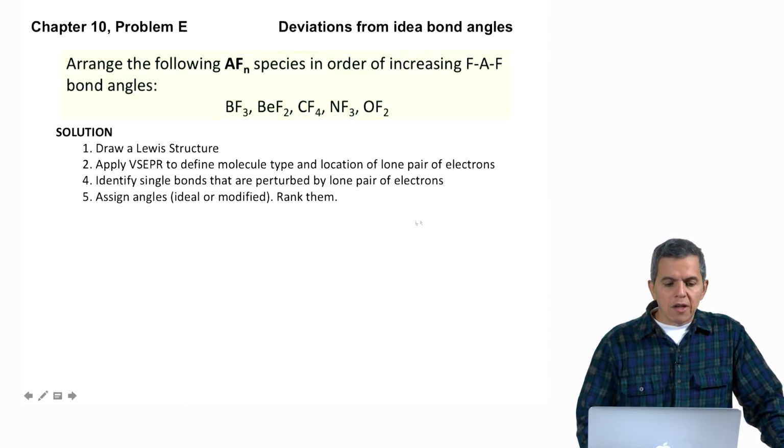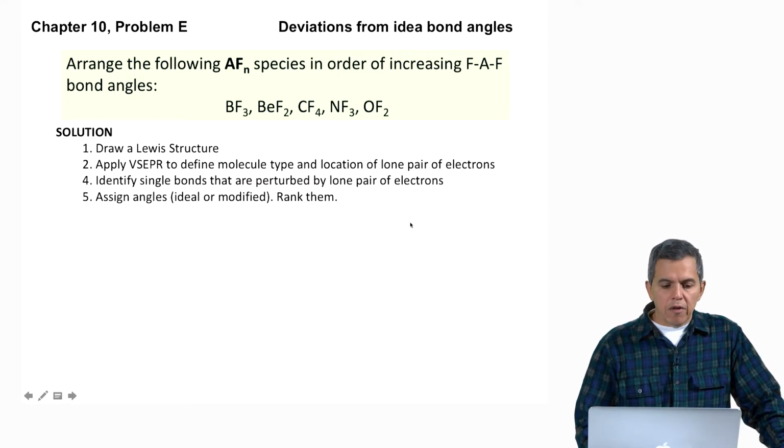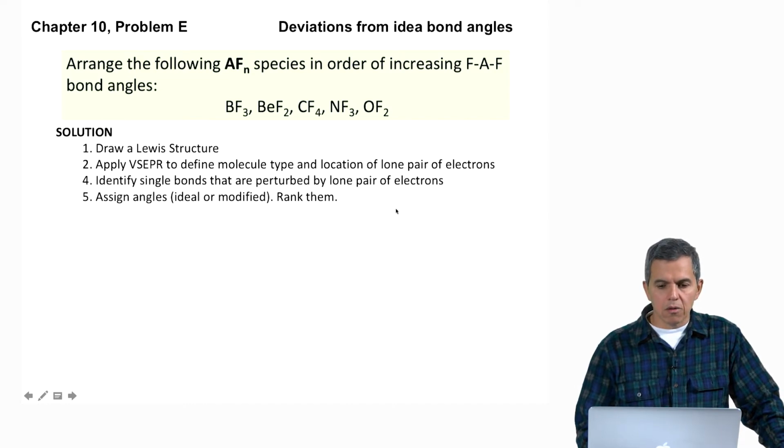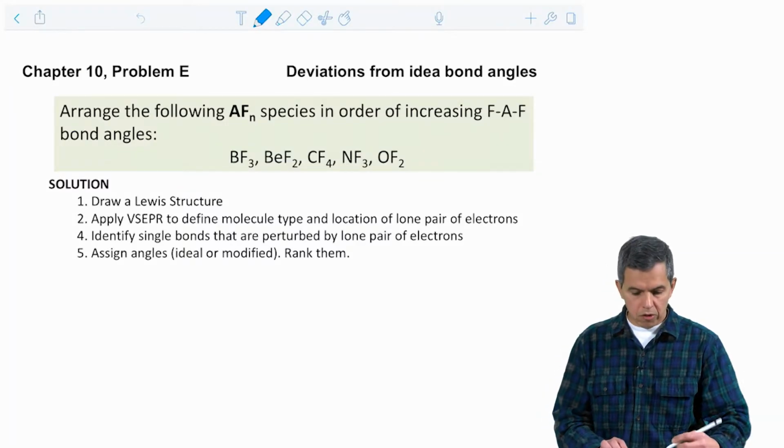Then we're going to identify single bonds that are perturbed by the lone pair of electrons. And finally, we are going to assign angles, ideal or modified, and rank the different structures according to their modified or ideal angles. So let's work on the first structure, BF3.